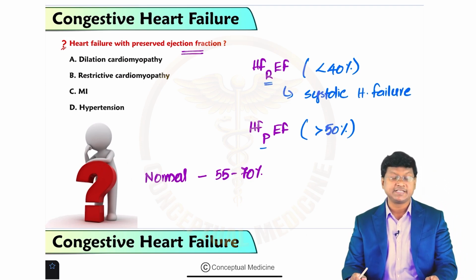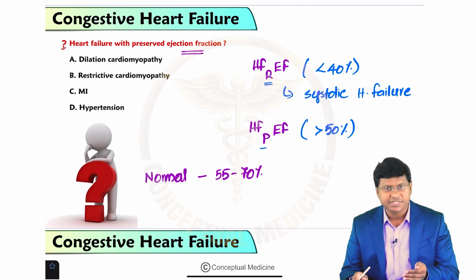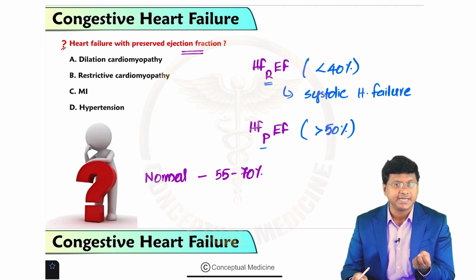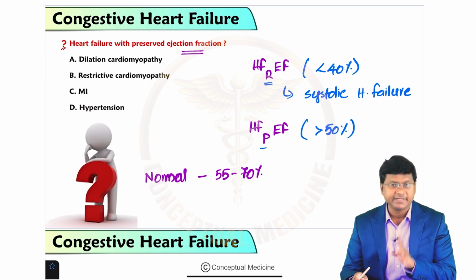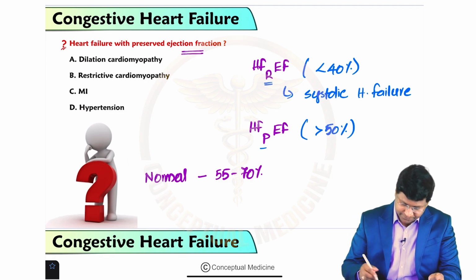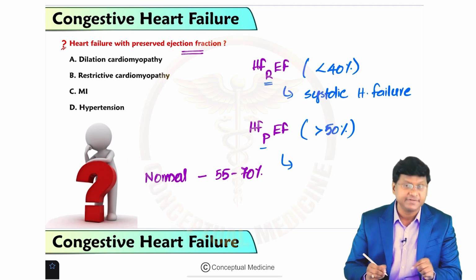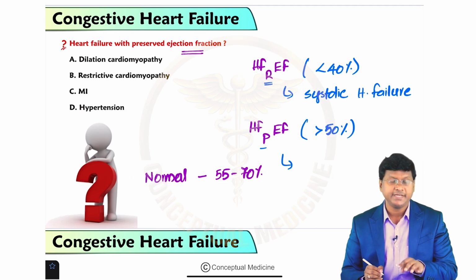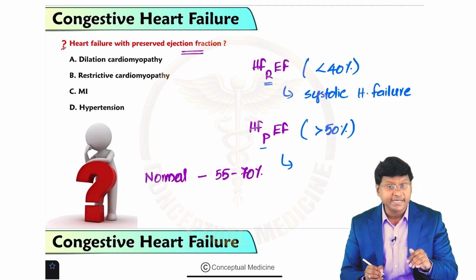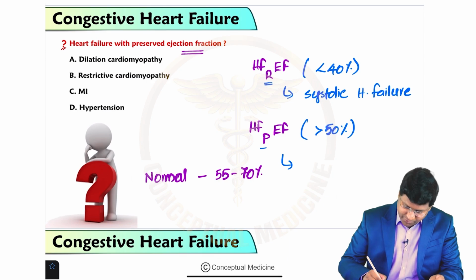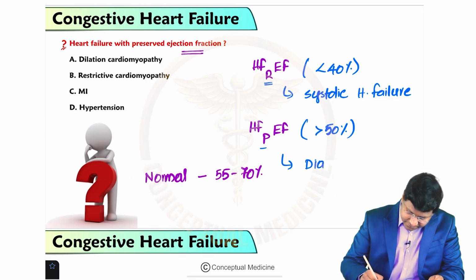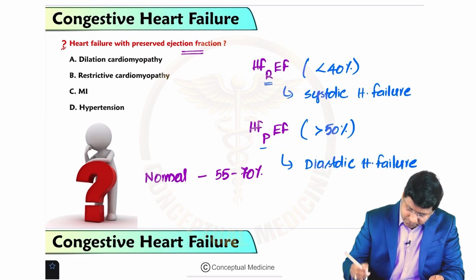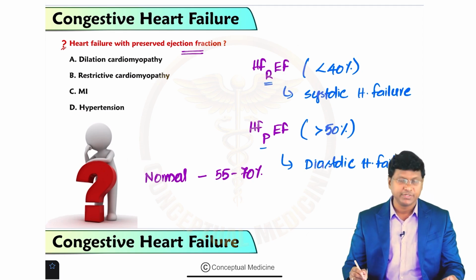This we call the systolic heart failure, because in reduced ejection fraction the contractility of the heart will be reduced, and that will make the individual develop what is called systolic heart failure. Whereas in preserved ejection fraction, the contractility of the heart is preserved, and this we call diastolic heart failure.